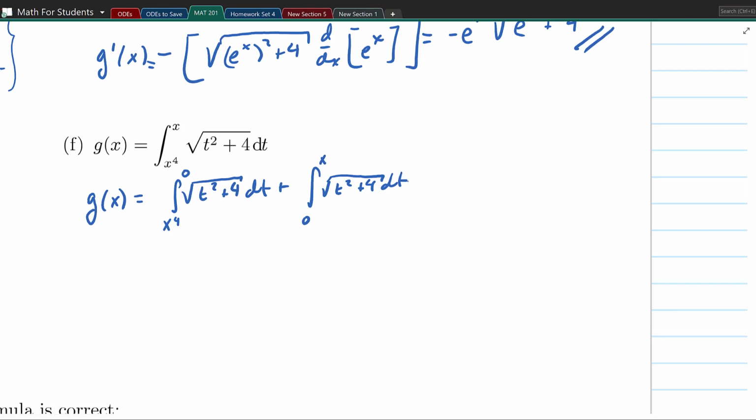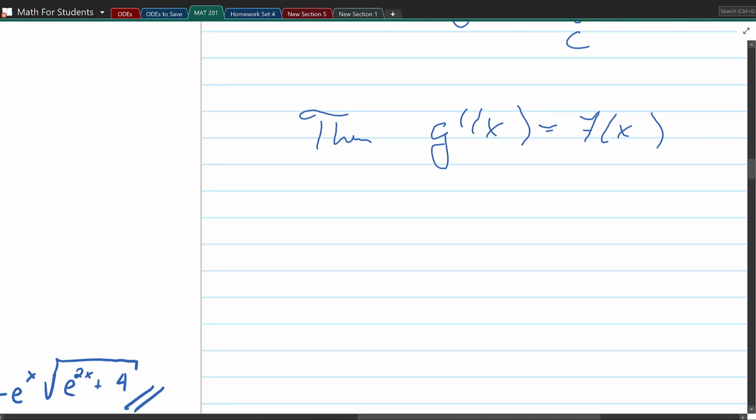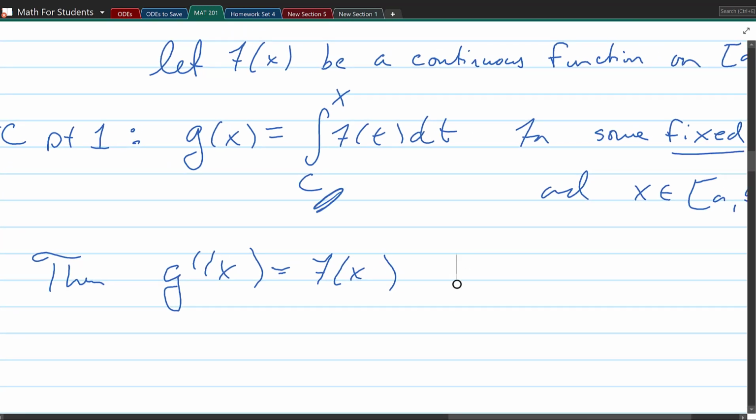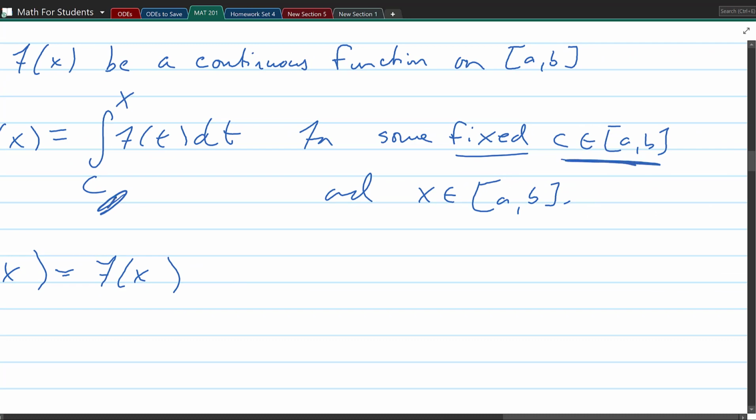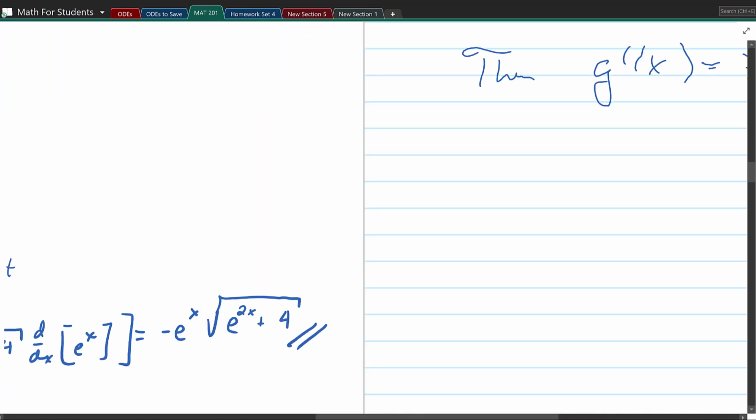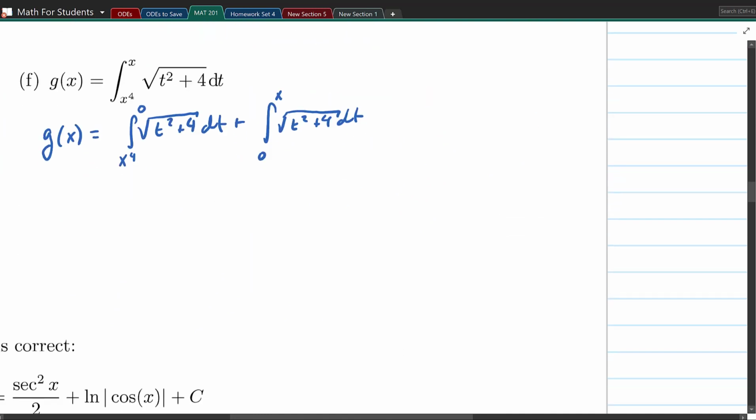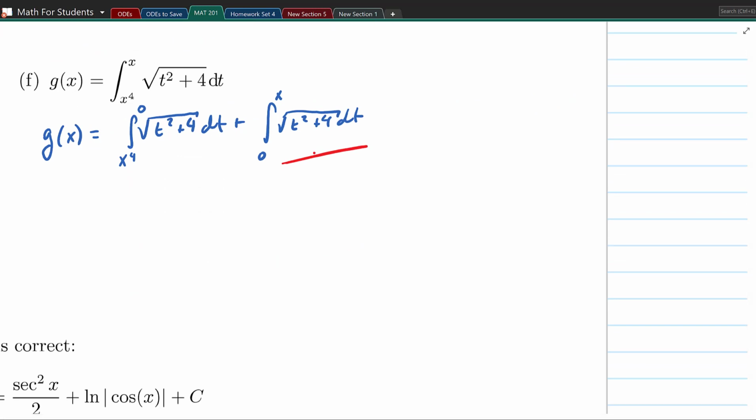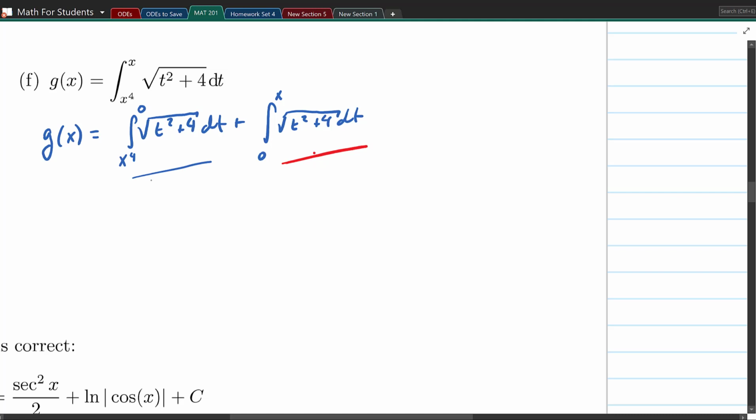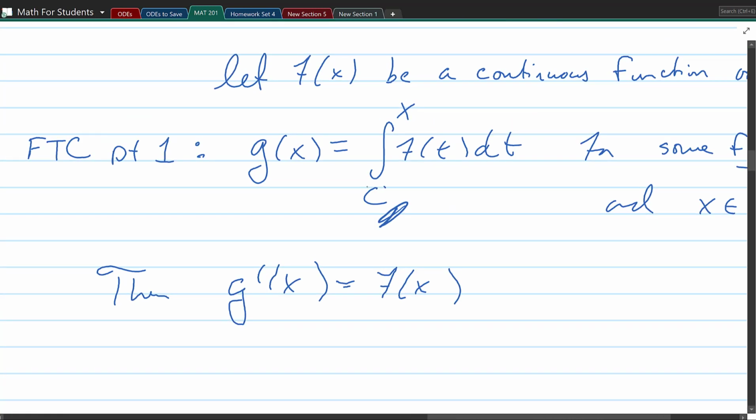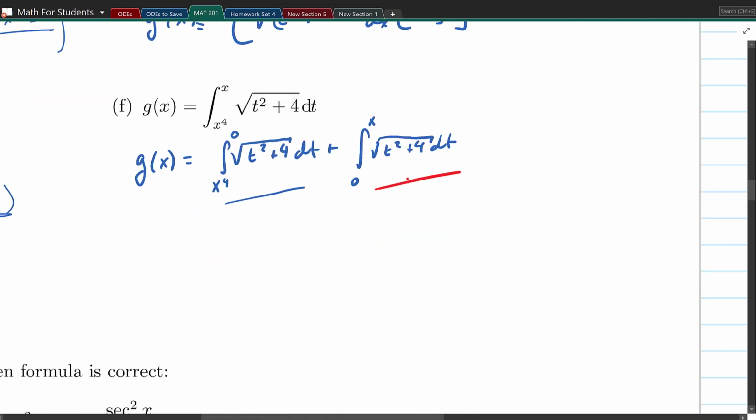Why did I need some fixed number? Because if I want to apply the fundamental theorem of calculus, I need c, that lower limit of integration, to be a fixed number. So now each integral has its own fixed number in it. Now this piece right here is ready to apply the fundamental theorem of calculus to. It's all set, ready to go. But this piece right here, again, needs some adjustment. How come? Because this theorem only applies if the lower limit is c and the upper limit is x, or some expression involving x.